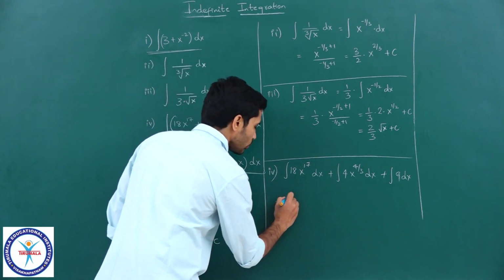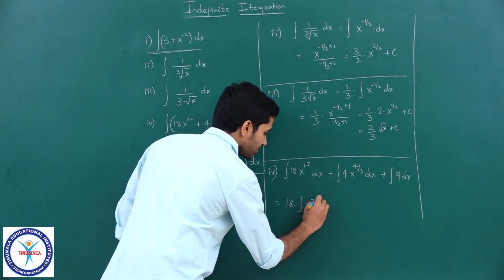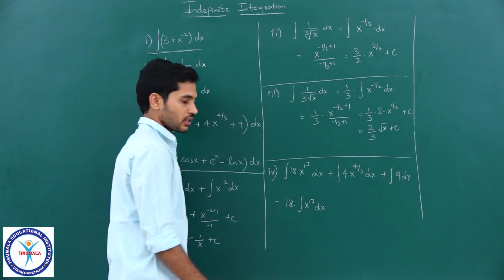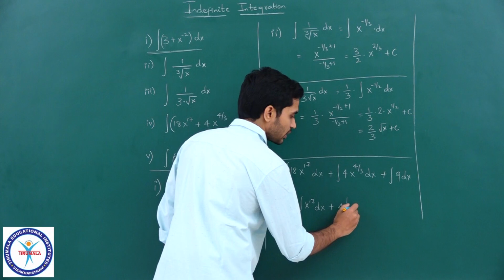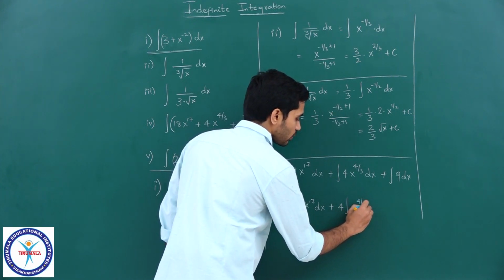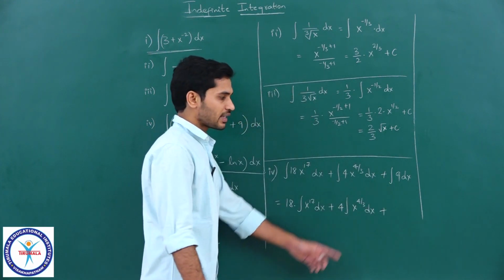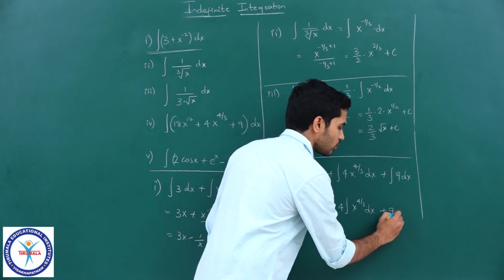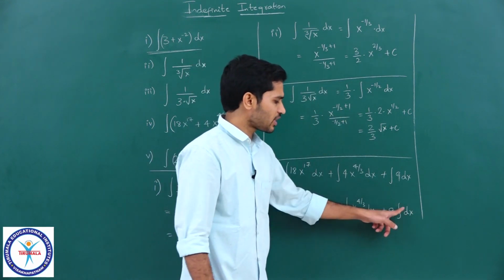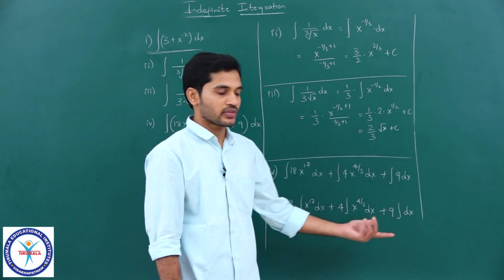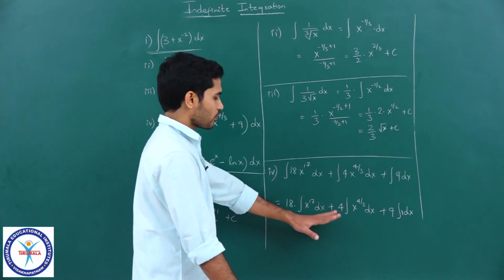So, if I bring this 18 out, I will get 18 into integral x power 17 dx, right, plus 4 can once again be brought out, 4 into integral of x power 4 by 3 dx plus here integral of 9 dx. You can bring 9 outside, and integral of dx or integral of 1 dx, you can understand it either way. So, if you want, you can put a 1 here, integral of 1 dx. Okay. So, this is the expression.